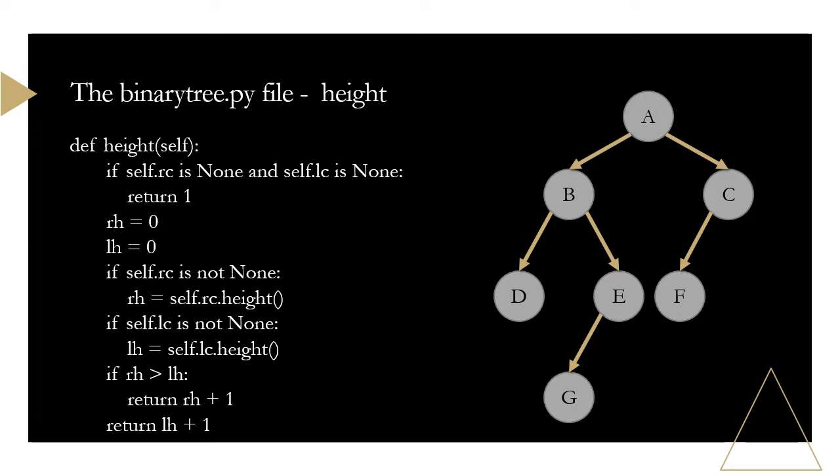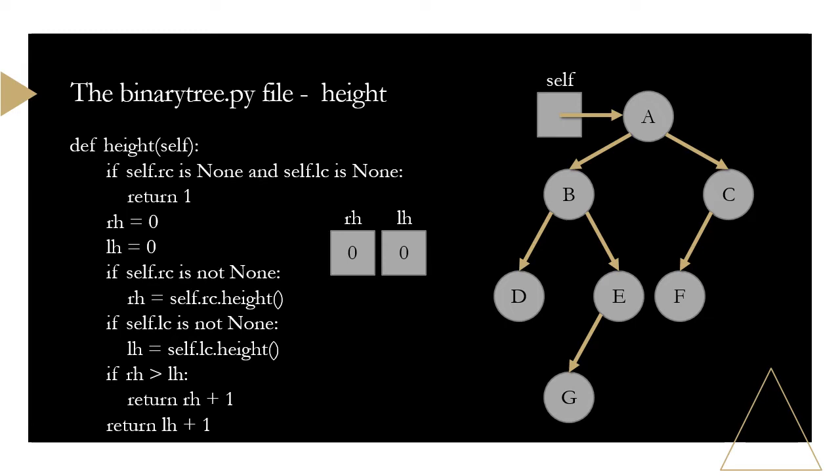Let me walk you through a trace of this function for the tree shown here. When we begin, self points to A. Now clearly you can see that A is not a leaf. So we declare RH to be 0 for A and LH to be 0 for A.